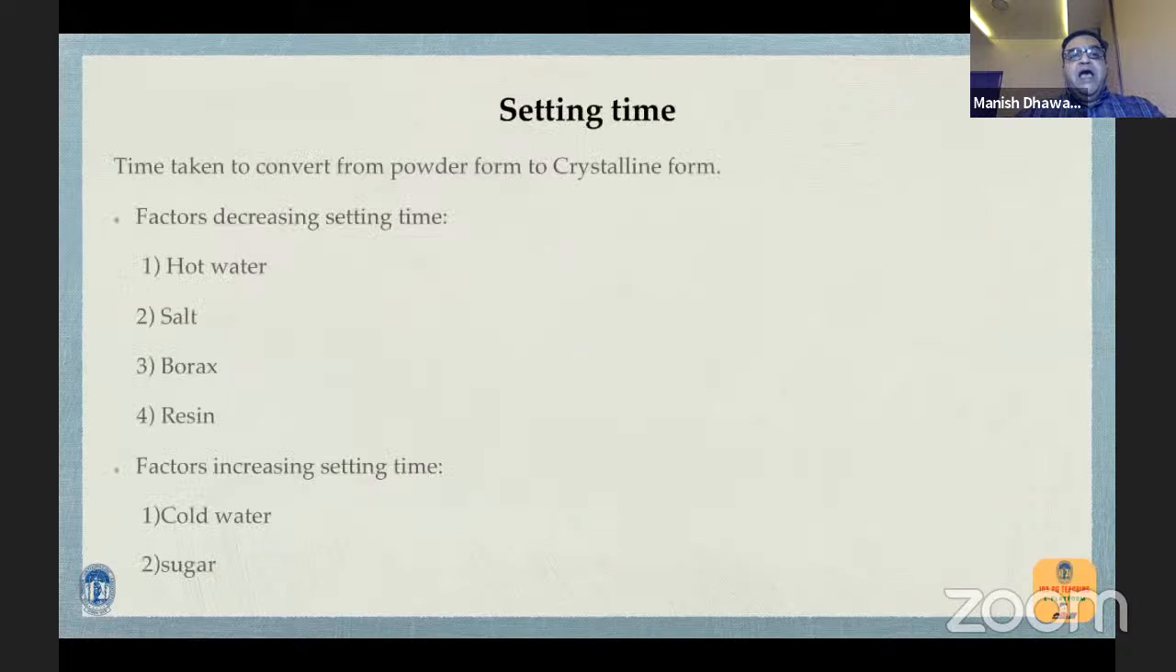Now, setting time is the time to convert powder to crystalline form, and it varies with so many factors. Factors which decrease setting time are hot water. If water is hot, the POP sets very fast. Also if you add salt, borax, or resin. Factors increasing the setting time are cold water and sugar.